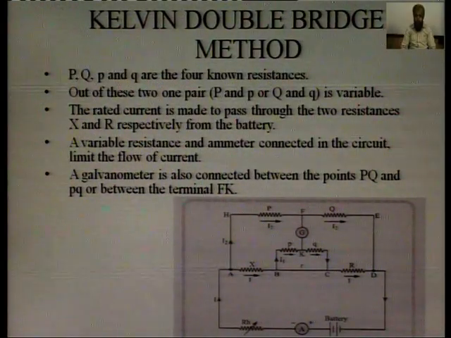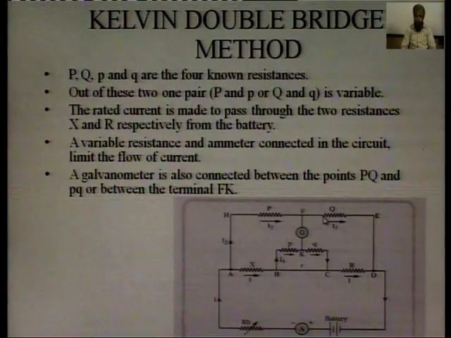Resistors capital P and capital Q, small p and small q are the four non-variable resistances. Out of these, one pair, that is the pair of capital P and small p, or the pair of capital Q and small q, resistors is variable. So either capital P and small p should be variable, or capital Q and small q resistors will be variables.